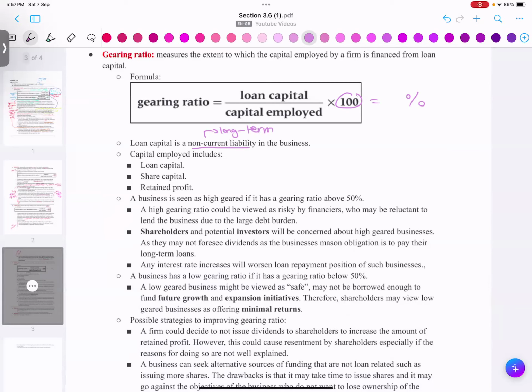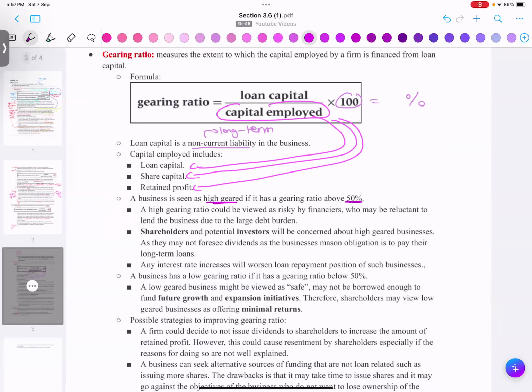Capital employed includes loan capital, share capital, and retained profit. A business is seen as highly geared if it has a gearing ratio above 50%. So above 50% means that it's highly geared.